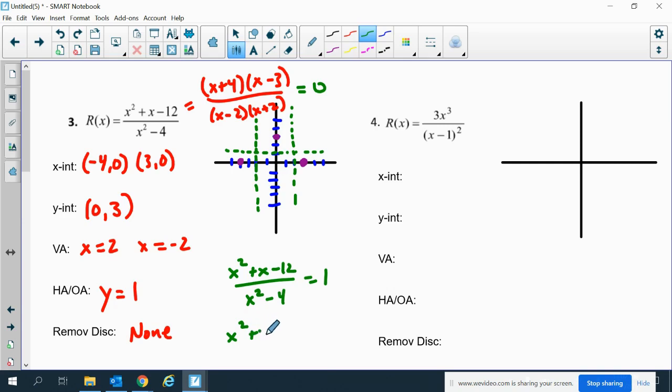So I have x squared plus x minus 12 equals x squared minus 4. And then what I would end up doing is subtracting the x squareds, and I add the 12 over, I get x equals 8.